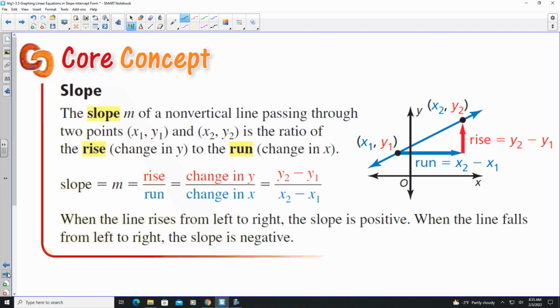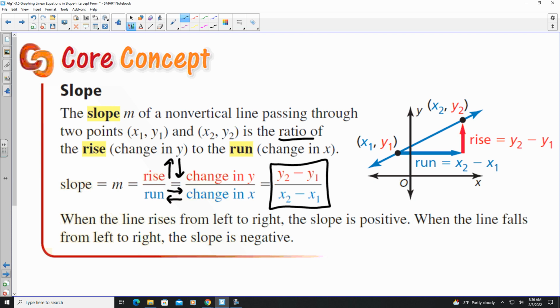So essentially, everything that's dealing with rise means we're either going to go up or we're going to go down. For run, we are either going to the right or we are going to the left. And there is a general equation that will allow us to identify what the slope is. Here is the equation that will help us determine what the ratio of our slope will be. It says it's y2 minus y1 divided by x2 minus x1.